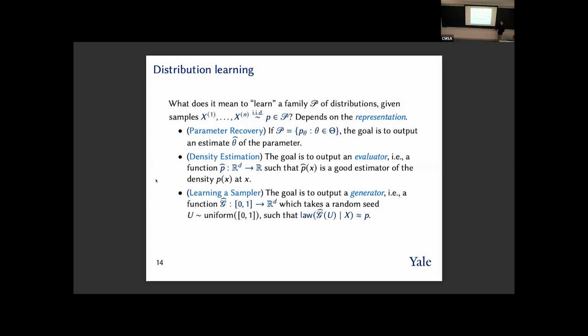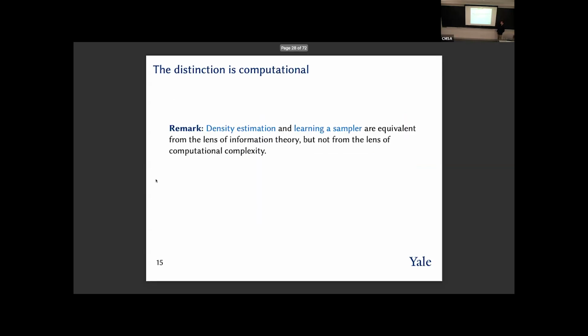Okay, so we have these different forms of distribution learning. One comment is that they're all equivalent information theoretically. If I have a density estimator and I have infinite computational budget, then I can produce samples from this density estimator by brute force somehow. And the other way around, if I have a sampling algorithm, then I could learn a density estimator by generating infinitely many samples from my sampling algorithm and then using that to fit whatever density estimator I want.